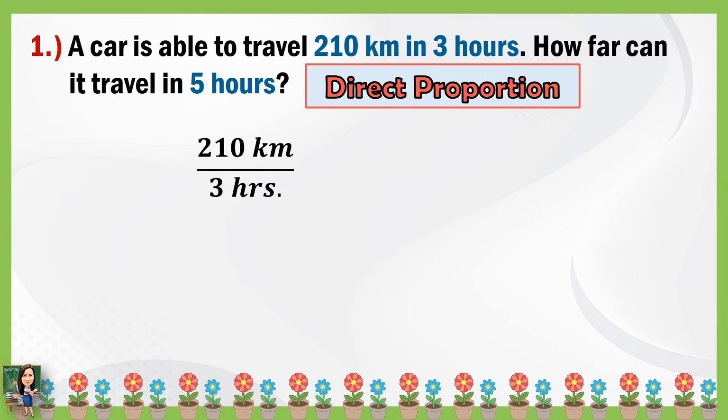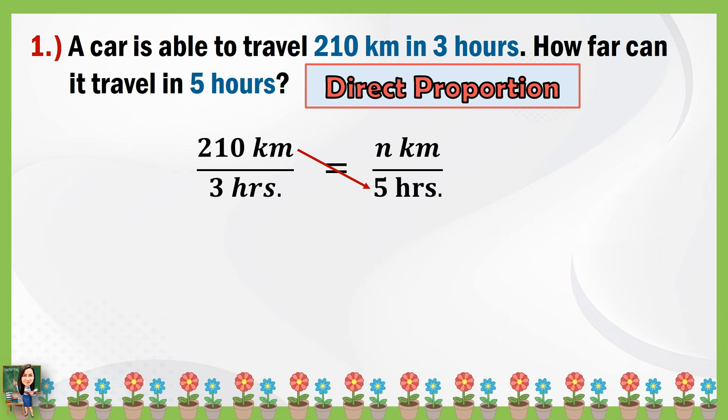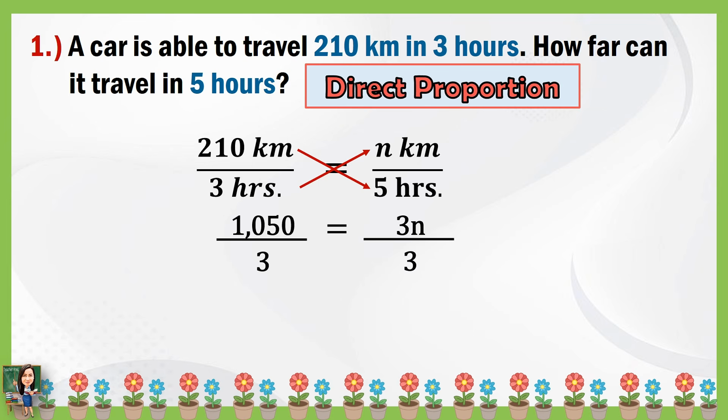Let's solve. 210 km per hour is to 3 hours equals n kilometer is to 5 hours. The cross product is 210 km times 5 hours equals 1,050. And 3 hours times n kilometer equals 3n. Divide them by 3. 1,050 divided by 3 equals 350 km. And 3n divided by 3 equals n. Therefore, the value of n is 350 km. He can travel 350 km in 5 hours.